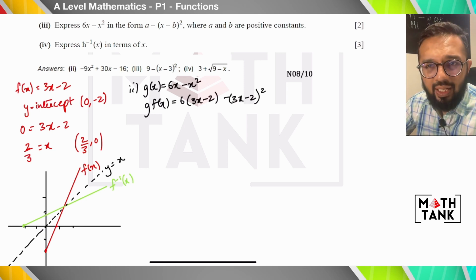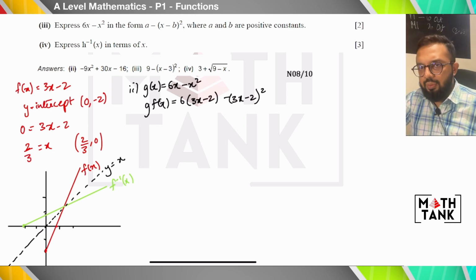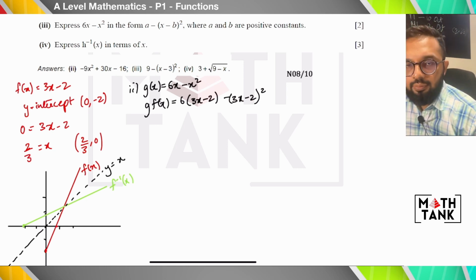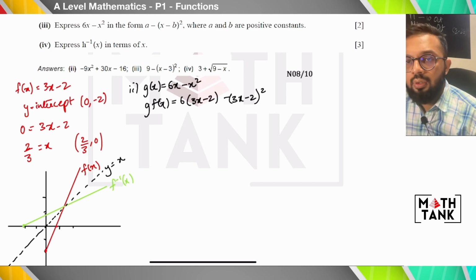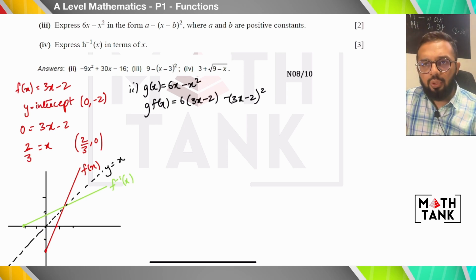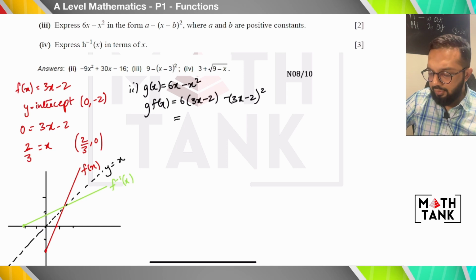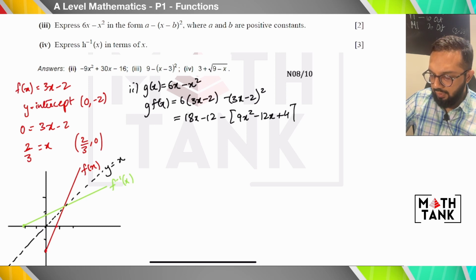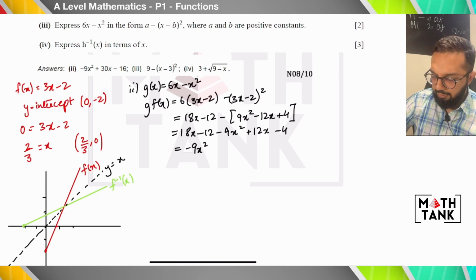I want to find the maximum value. I know that this is a quadratic function. What I can simply do is find the turning point of this graph. So I get 18x minus 12 minus 9x squared minus 6 into 2 is 12x plus 4, and 18x minus 12 minus 9x squared plus 12x minus 4. So minus 9x squared plus 30x minus 16.